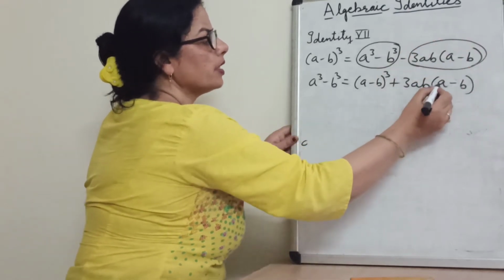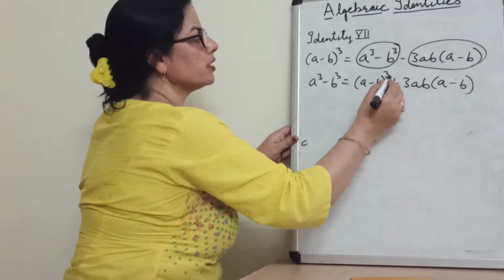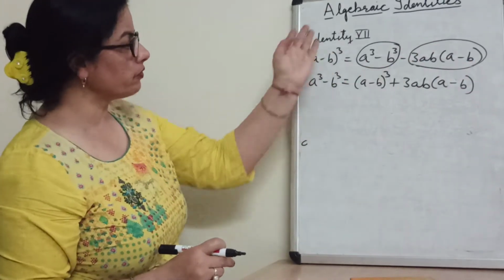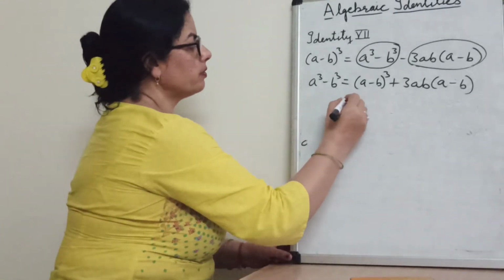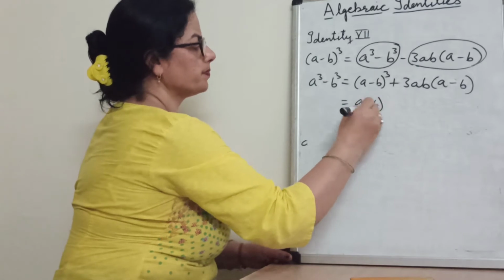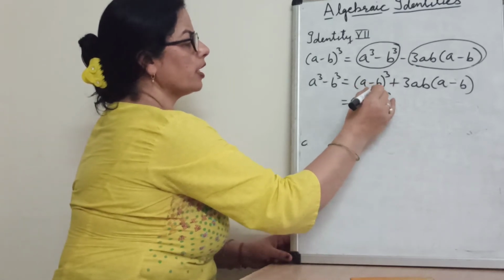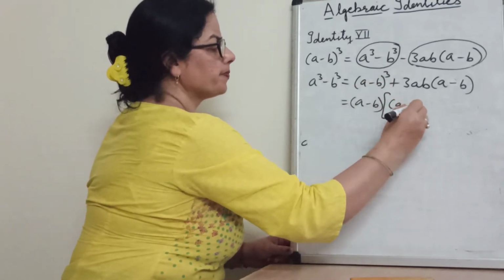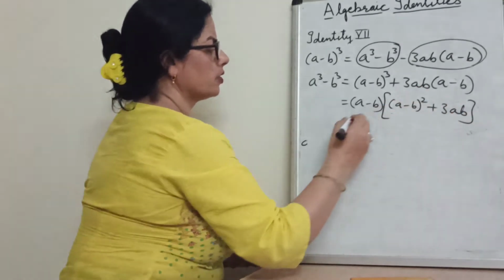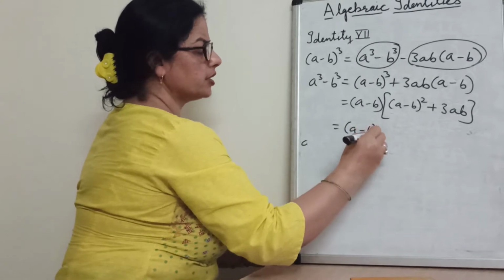Here if a - b, here also a - b. Only before it there is a minus, this term is negative, so this term will become positive when we shift it to that side. Now what is common in both? a - b is common in both. So what is left here? (a - b)^2 plus 3ab, and a - b as it is.